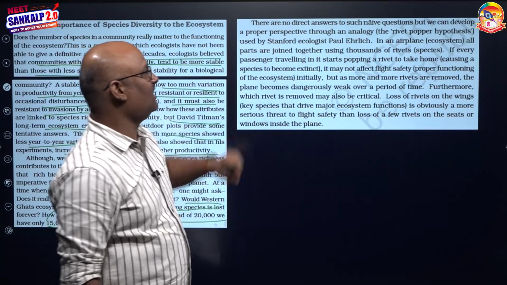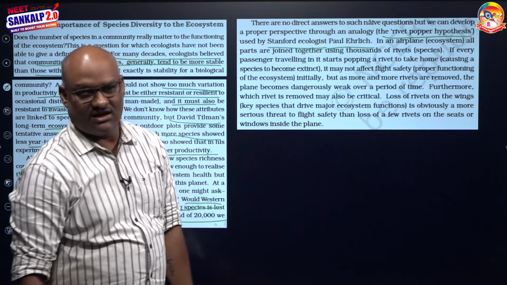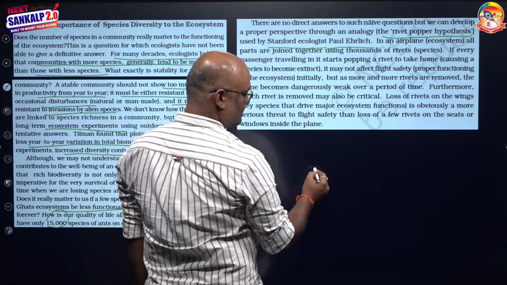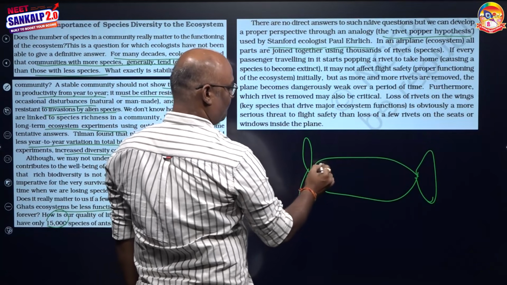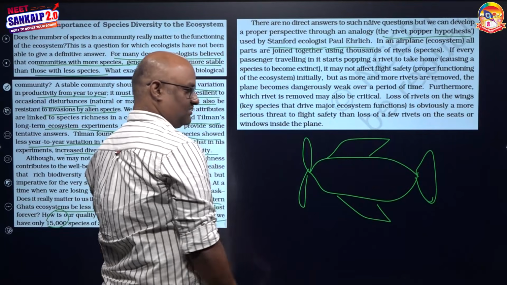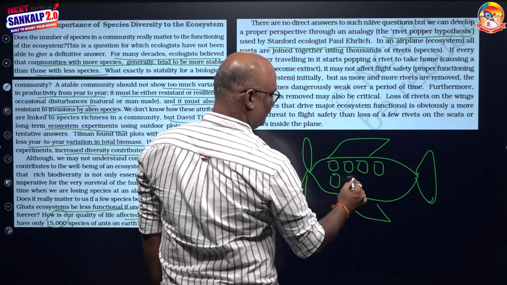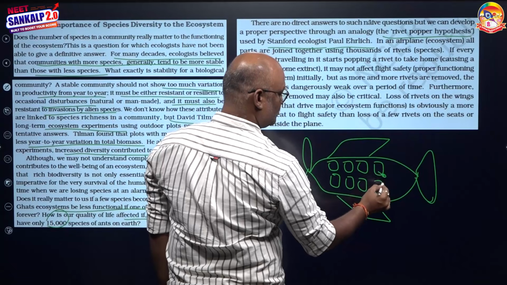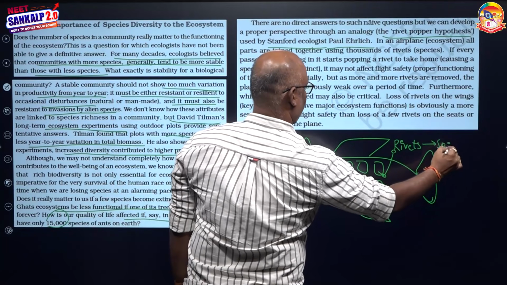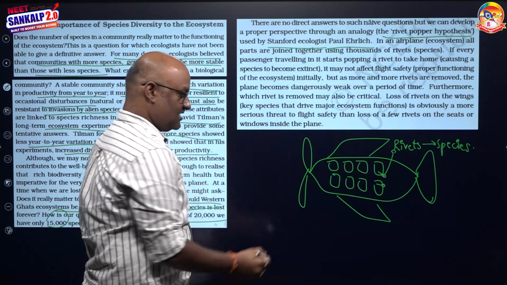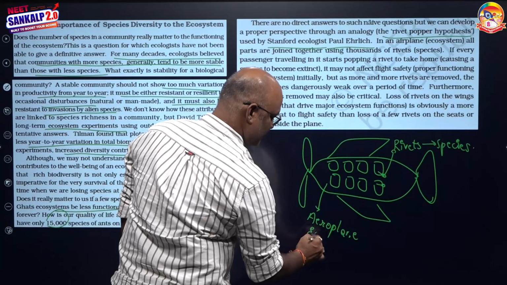There is an explanation called the Rivet-Popper hypothesis, given by Stanford ecologist Paul Ehrlich. He compares an ecosystem with an aeroplane. The aeroplane has some shades, and all these shades are made up of screws. These screws are nothing but rivets. He compares these rivets with the species, and the aeroplane is compared with an ecosystem.